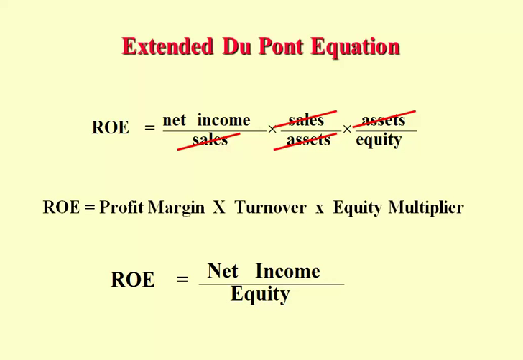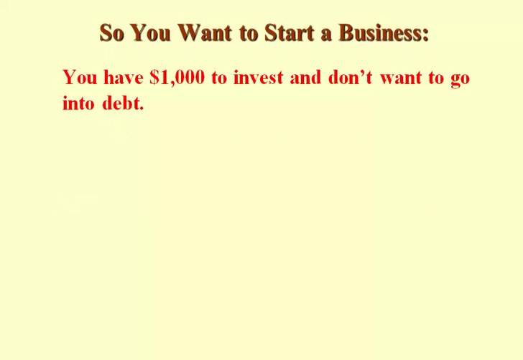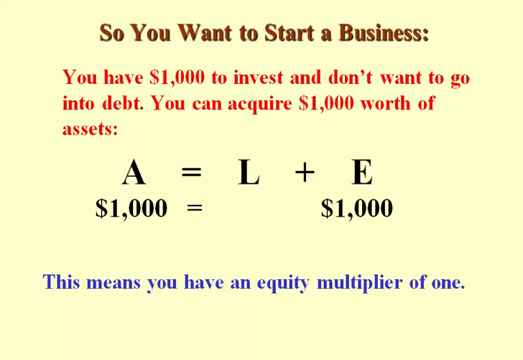Let's go ahead now and take a look at how we could use our extended DuPont equation to evaluate the returns that a business earns. Let's assume that we want to start a business, and we have $1,000 to invest, and we don't want to go into debt. With $1,000 to invest, that means we can acquire $1,000 worth of assets, and we would say we have an equity multiplier of 1. We haven't used any financial leverage.